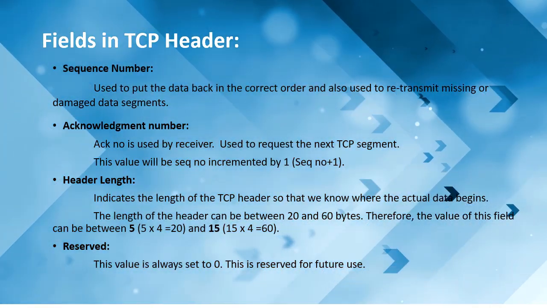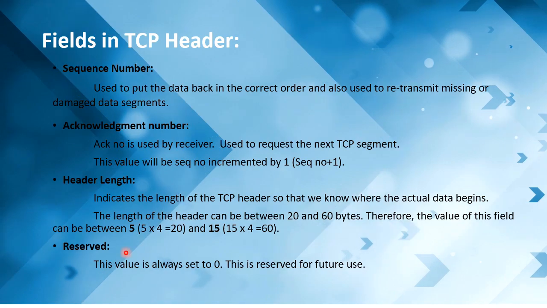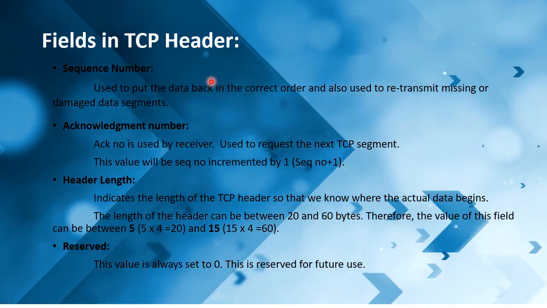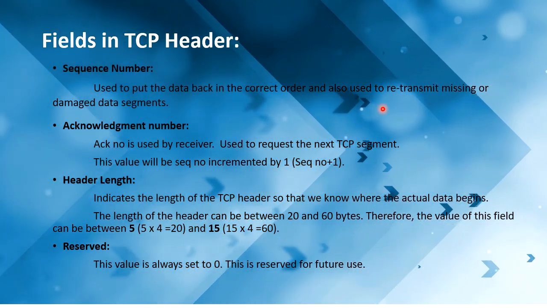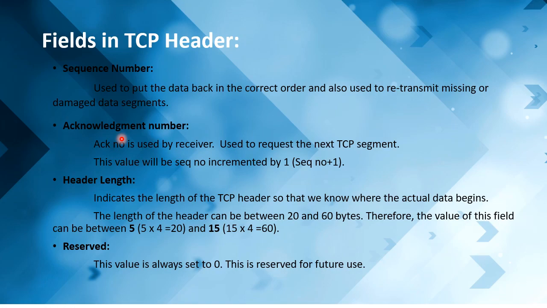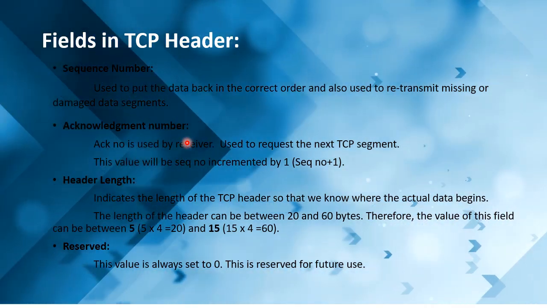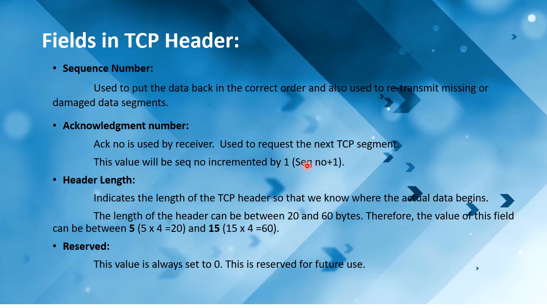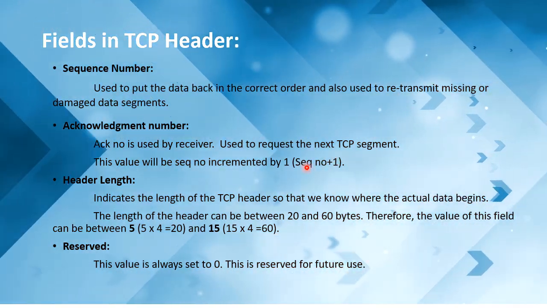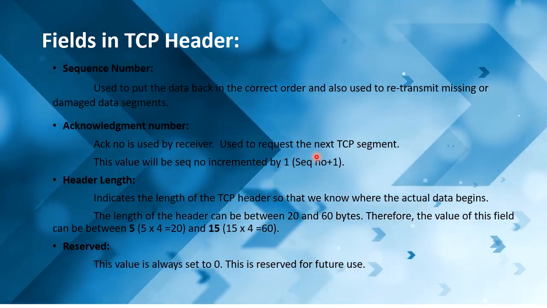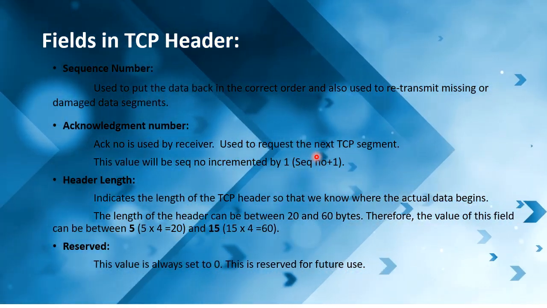And sequence number, it is used to put the data in the correct format, in case of any missed packets or any missed segment that can be retransmitted by using the sequence number. Acknowledgement is given by the receiver and also requests the new segment. By requesting segment number plus 1, it means that I received the current segment, so I'm looking for the next segment.